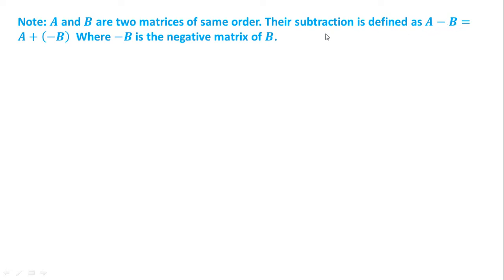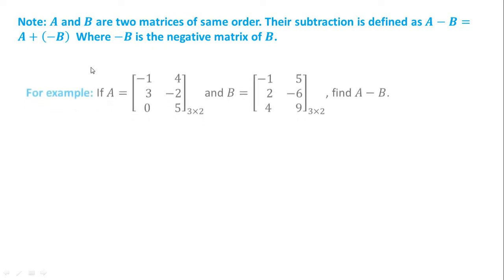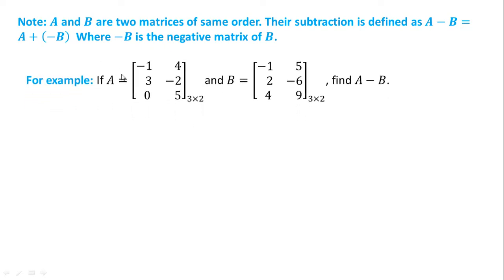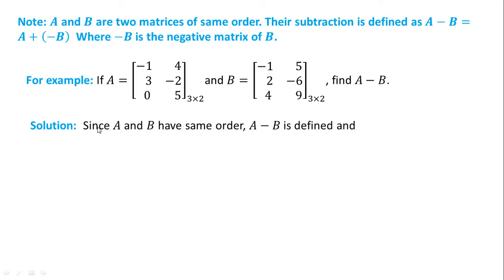So for subtraction, the order must be the same. Let us take one example to clear this idea. One matrix is given whose order is 3 by 2, and the other matrix is also given whose order is 3 by 2, so subtraction is possible here. We have to find A minus B. How will you write the solution?